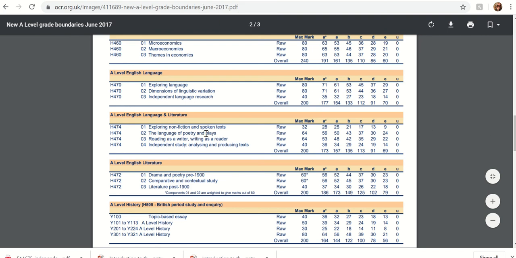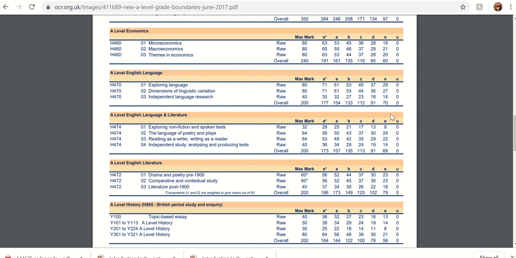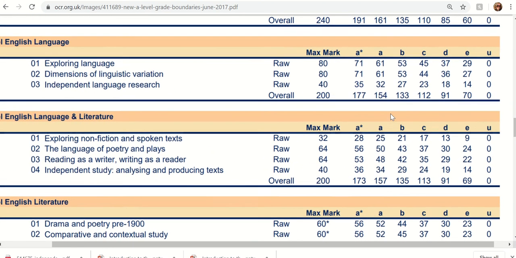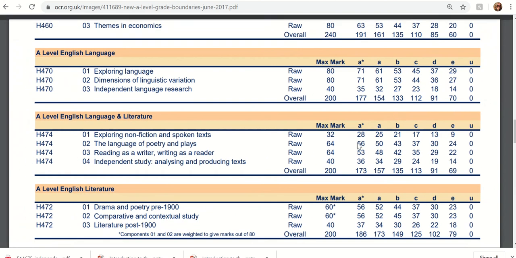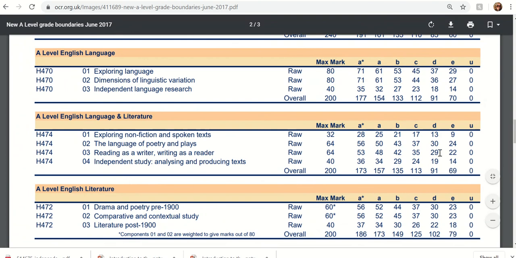Okay, I'm back. I just wanted to show you the grade boundaries. So let me just zoom in a little bit. This is the 2017 grade boundary. So that essay that we just looked at got a 17. The mark for paper 2, the language of poetry and plays, so that combines your Dickinson with your Othello, is out of 64. So we're saying that that candidate got 17 out of 64, which doubled gives you 32. So that candidate's answer was about a D grade.